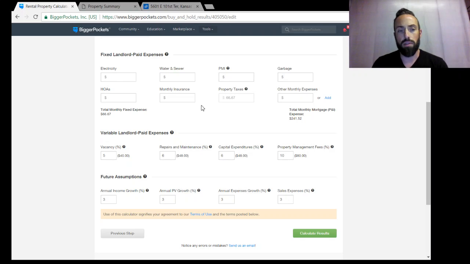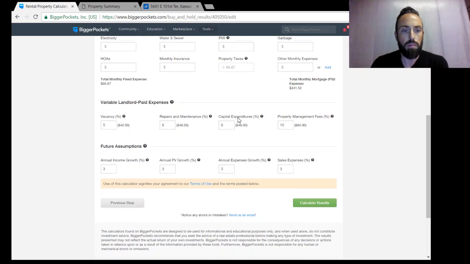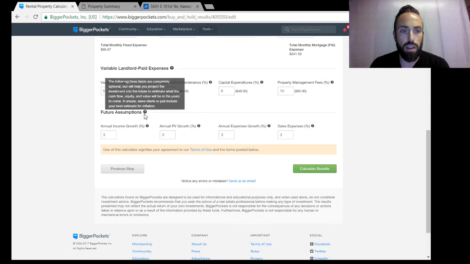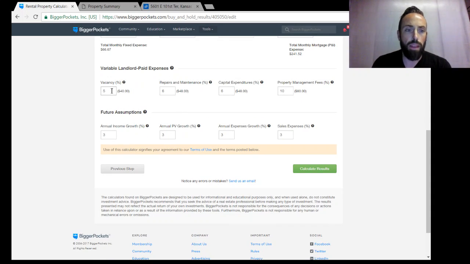Now if this was a multi-family property, then the chances are I would have some things here. It's pretty typical on multi-families for the landlord to cover garbage, sometimes water and sewer and things like that. So you definitely need to understand what the tenant is responsible for and what you're responsible for. A lot of times that can make or break a deal. And then there are the variable expenses. So vacancy. Vacancy is a little bit more subjective number.